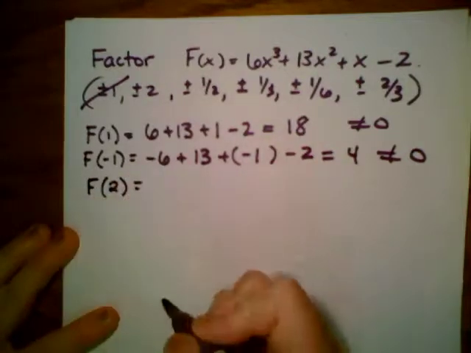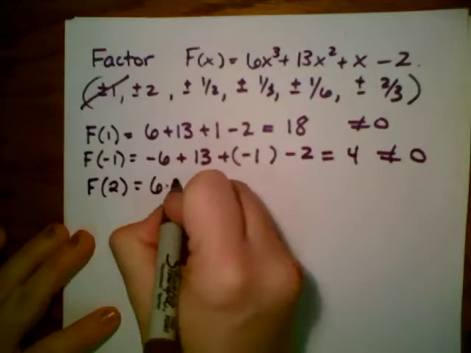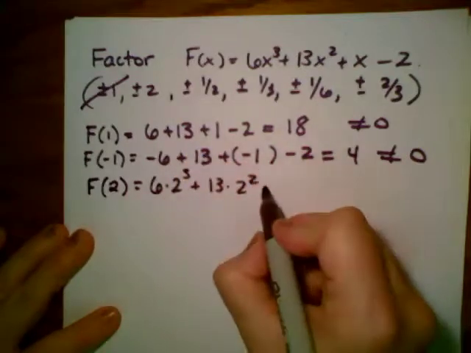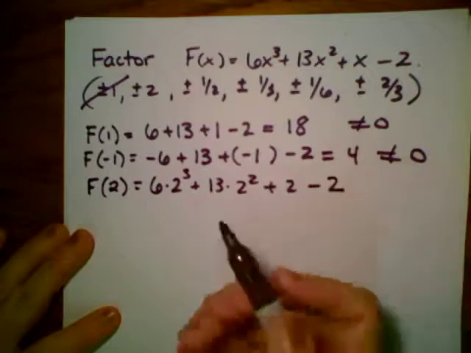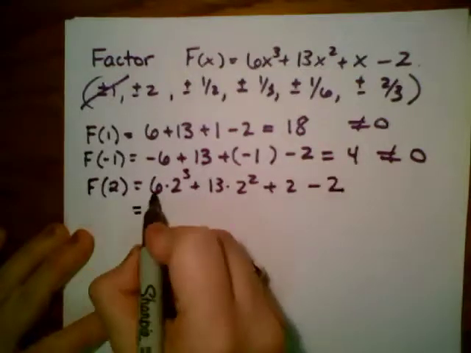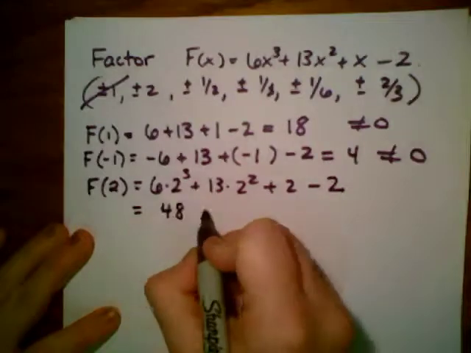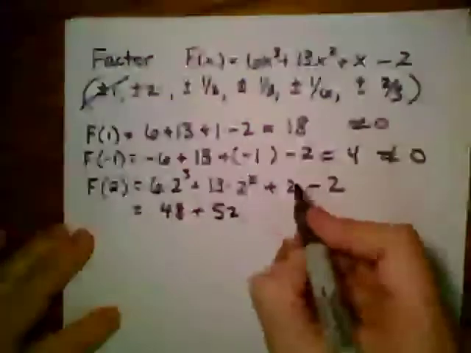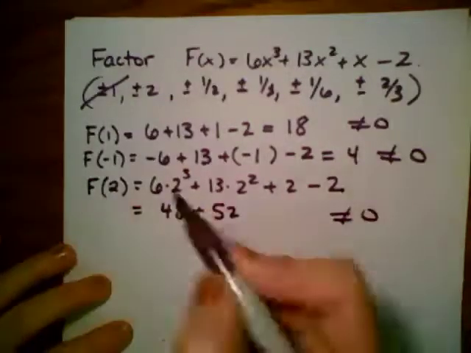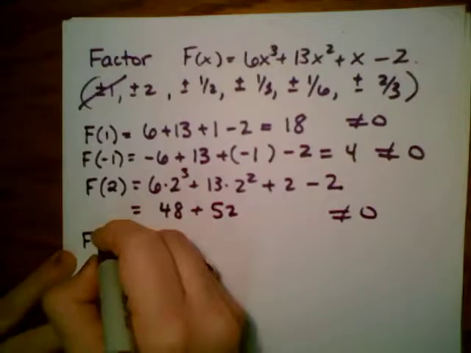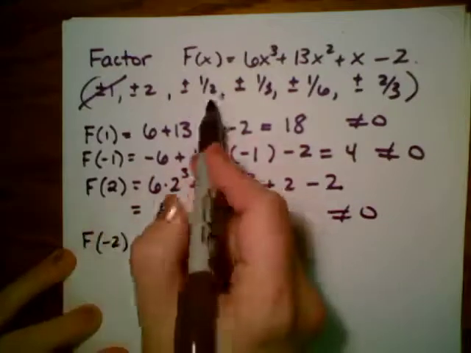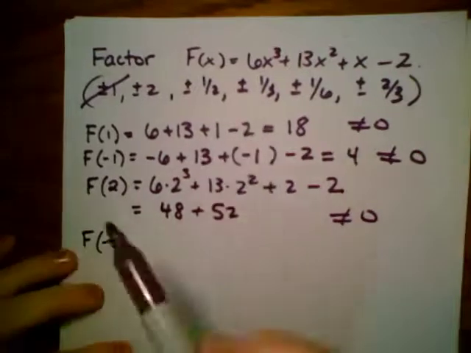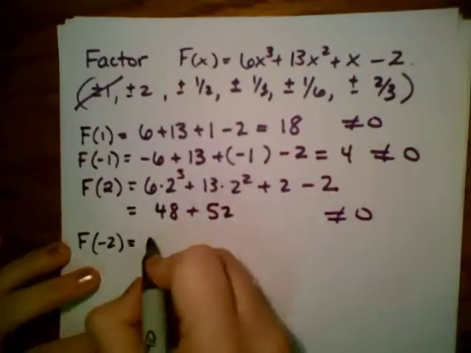How about 2? I need 6 times 2 cubed plus 13 times 2 squared plus 2 minus 2. That's not looking good. 6 times 8, 48. 13 times 4, that's 52 plus, oh wow, we're just way off. That's definitely not 0. Okay. So it looks like we may end up with just not integer zeros, but these fractions as one of the zeros. Let's hope negative 2 works.